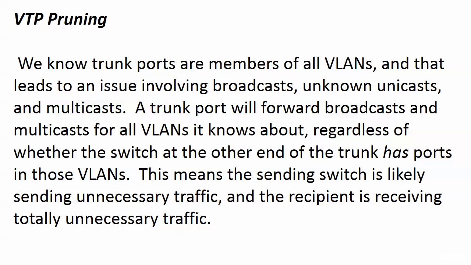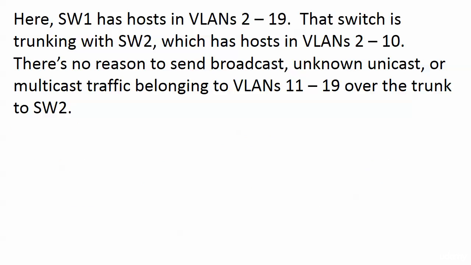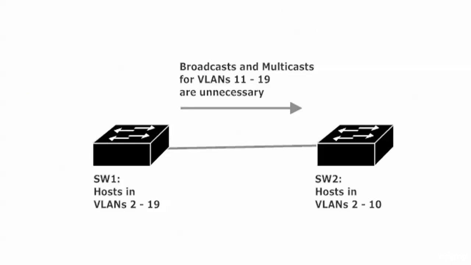Because a trunk port is going to forward broadcast and multicast for every single VLAN that it knows about, regardless of whether the switch at the other end of the trunk has ports in those VLANs. And that means the sending switch is likely sending unnecessary traffic, and the recipient is definitely receiving some totally unnecessary traffic. Let me show you exactly what I mean right here with this diagram. And a quick walkthrough here.